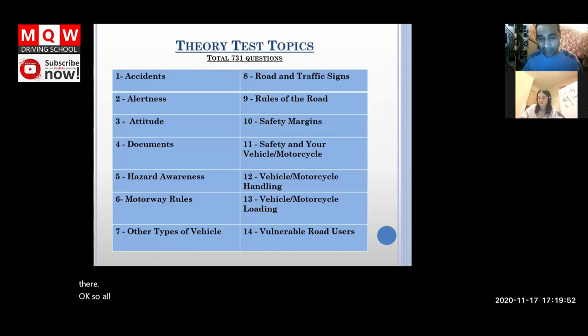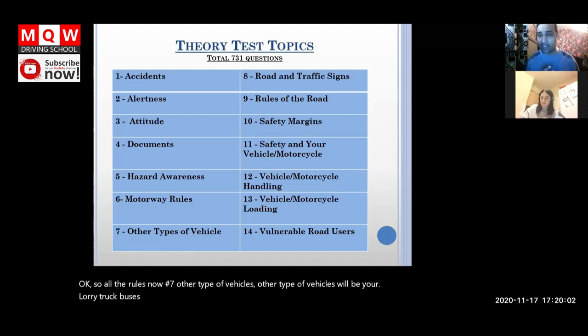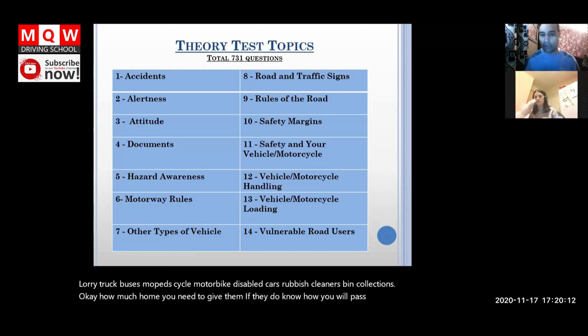Now, number seven, other types of vehicles. Other types of vehicles will be lorries, trucks, buses, mopeds, cycles, motorbikes, disabled cars, rubbish cleaners, bin collections. How much room you need to give them, how you will pass them, how you overtake them, all these kinds of things.